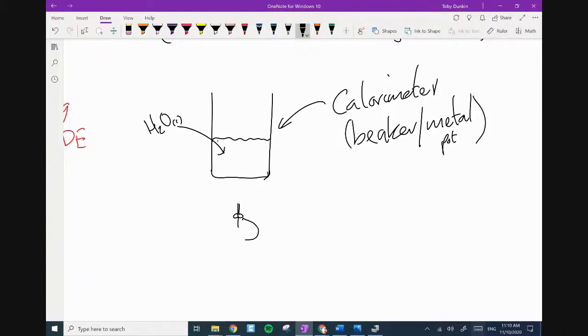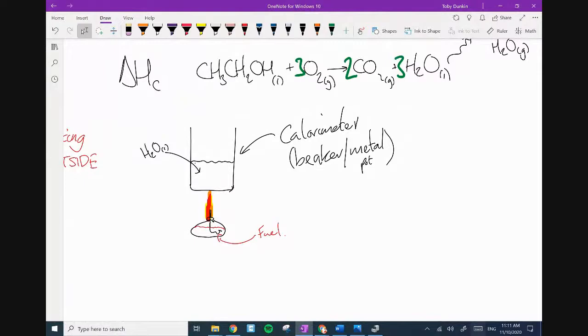And our burner contains, that's a terrible burner, I'm so sorry. And this has a wick in it, and the burner contains ethanol. So this burner contains our fuel, and what we do is we burn this in order to be able to measure its heat change. And this is internal calorimetry.